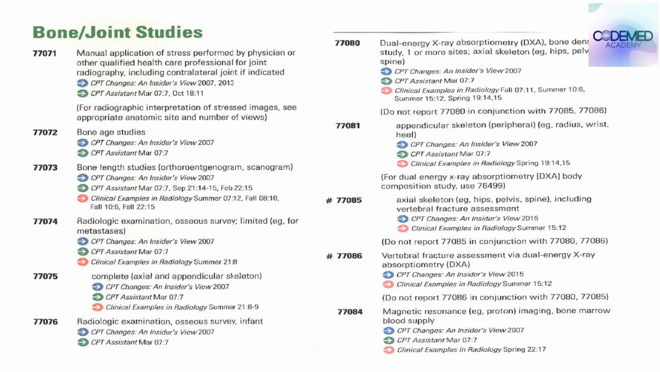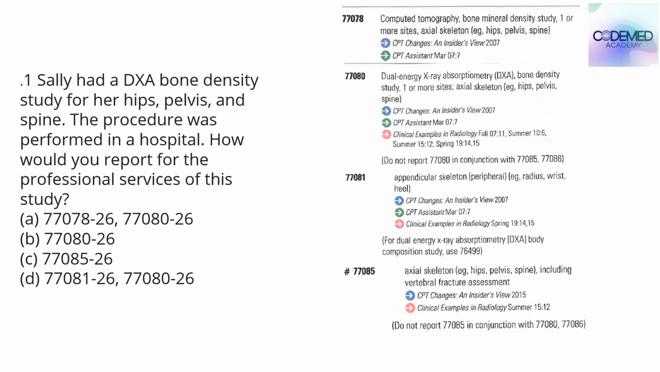So these are the codes for the bone and joint studies, and you can look here, it is a bone age study, here it is a bone length study, this is the osseous survey, then this is the complete survey. Everywhere the axial and appendicular skeleton is included. When it is complete, it is both, and when it is limited, it is a particular area. So all these are the codes for that, and pay attention to all the code language, and then you can zero down on the right one. So let us take the question.